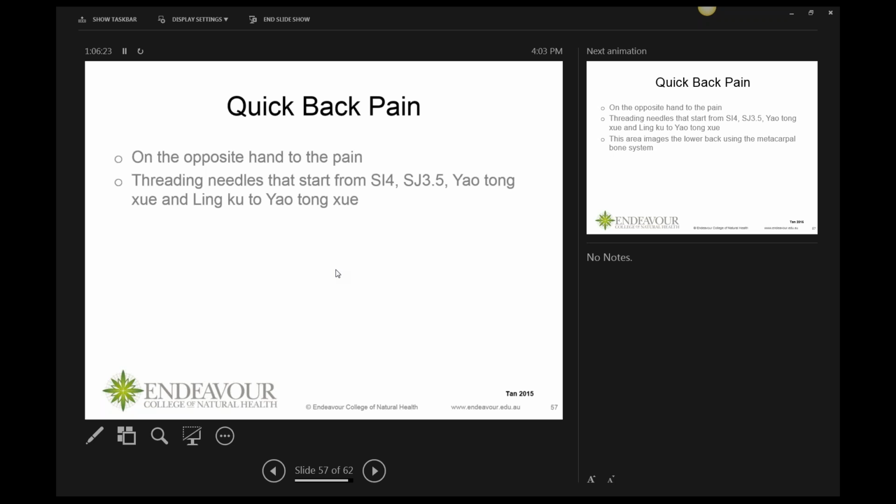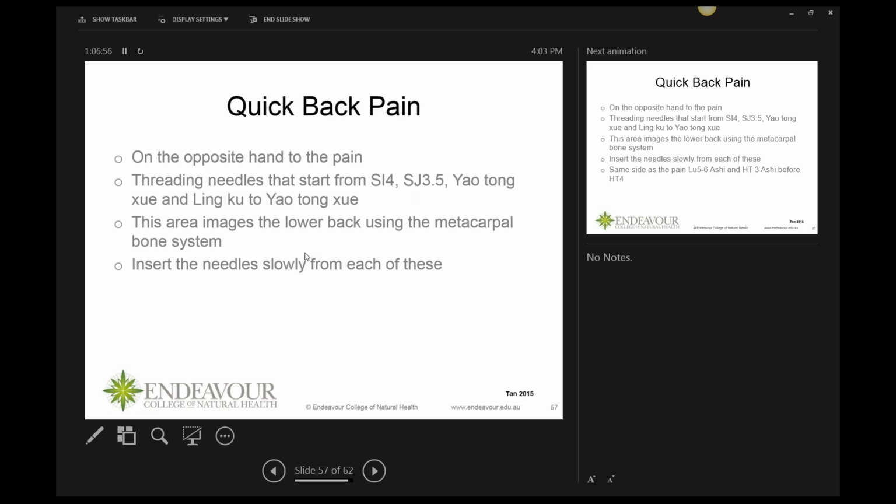So we go from one side and then from the other side, so the Linggu is where the thumb is as well, with 2 needles. And we end up with, I can't go back to it, but I think it was about the 3rd or 4th slide where I told you that woman was getting back pain. That was his version of it. And the theory behind this one, he's using that whole metacarpal bone to image the whole body. So that's where the lower back actually sits when we image the body that way.